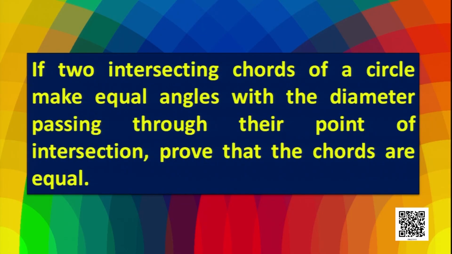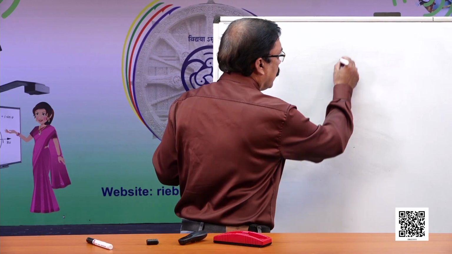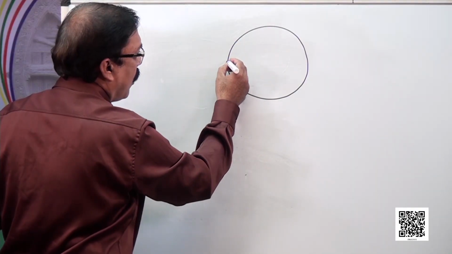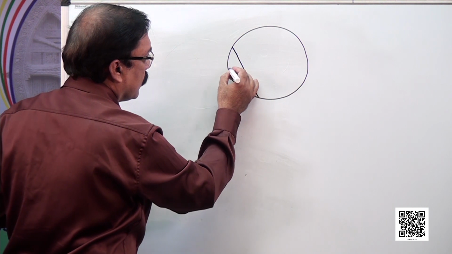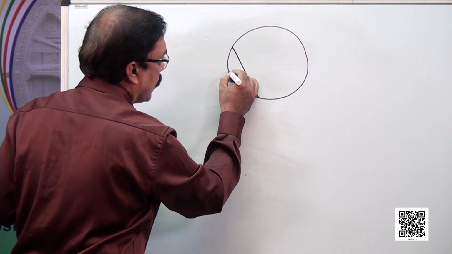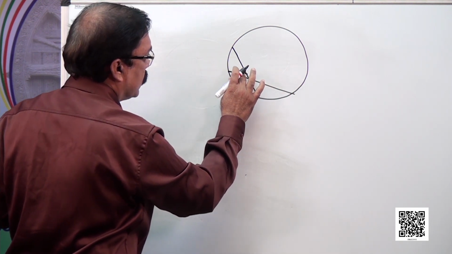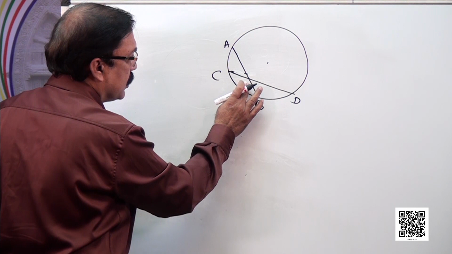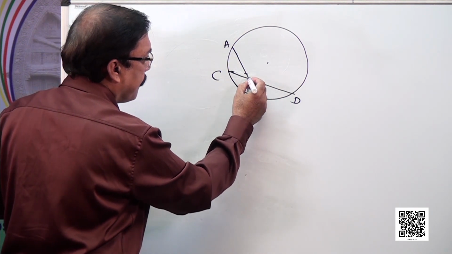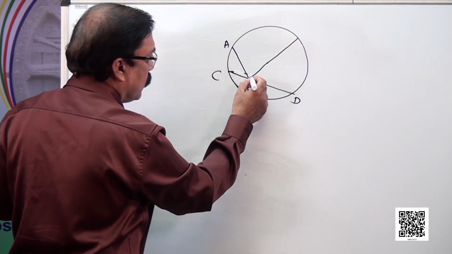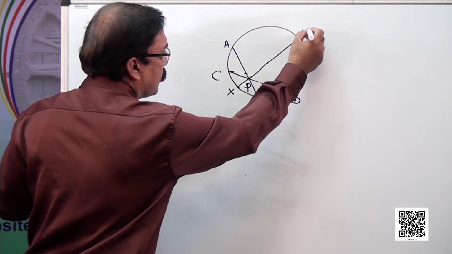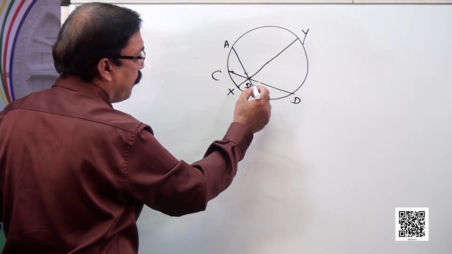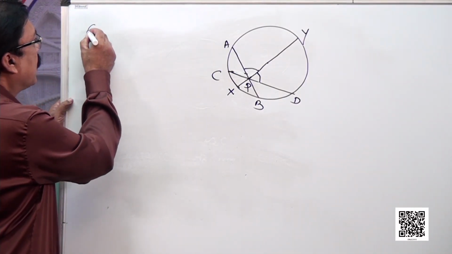If two intersecting chords of a circle make equal angles with the diameter passing through their point of intersection, prove that the chords are equal. See, a circle is there. We have two intersecting chords AB and CD. This point of intersection, let it be P. The diameter through this point of intersection, say XY, bisects the angle APD.